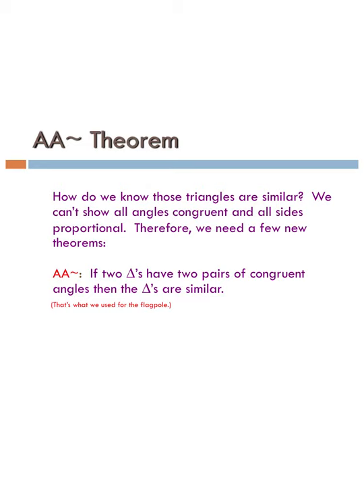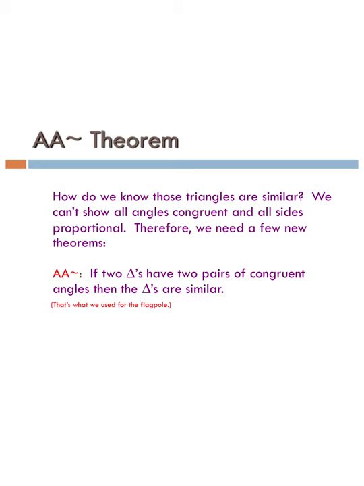All right, so this slide is talking about how angle similarity theorem is what we used in that previous problem. How do we know that those triangles are similar? Because not all triangles are. We can't show all angles congruent and all sides proportional. We didn't have all that information. So therefore, we need a few new theorems.